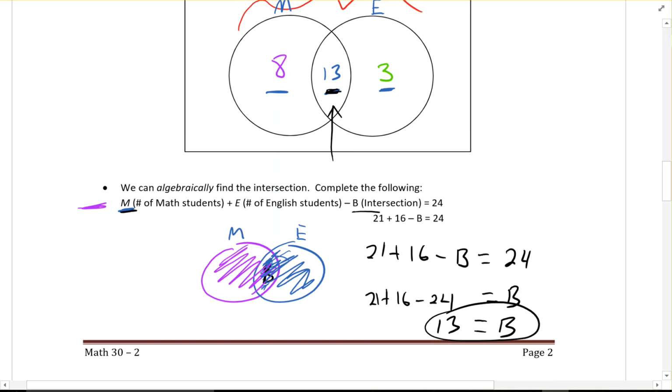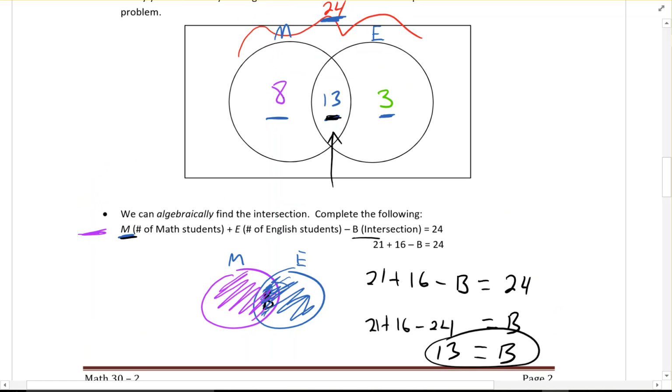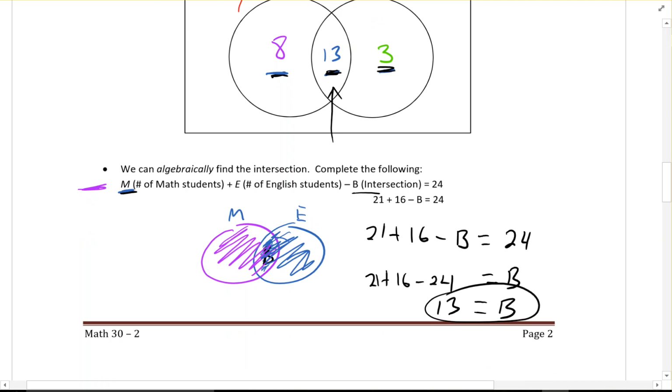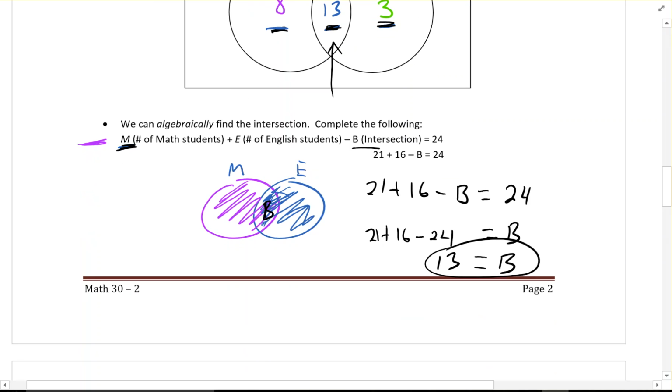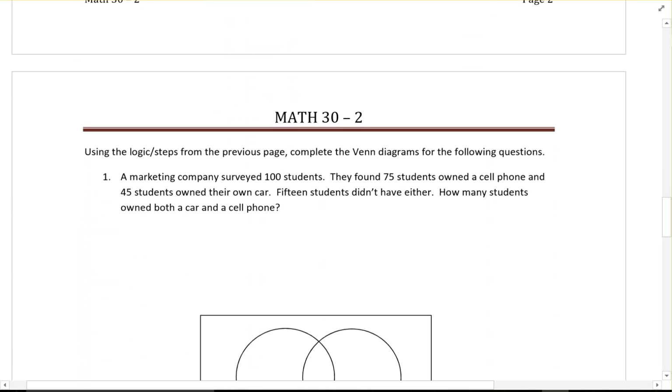But you could find that algebraically, and then once you know that, we can figure out that one and that one pretty easily just by subtracting 13 from whatever M was. Okay, hopefully that made sense. I know it's kind of like a logic puzzle, right? You can just get lost in this stuff pretty quickly if you don't pay attention.